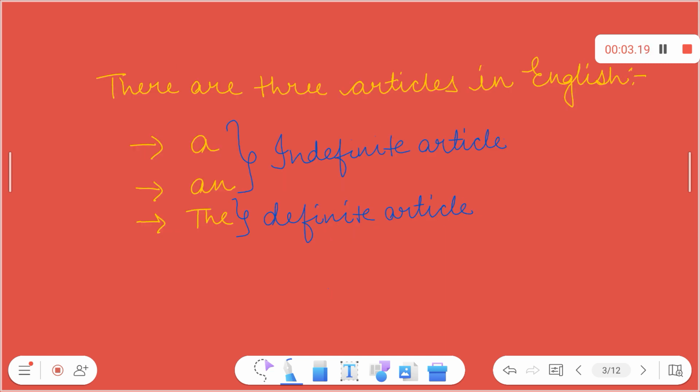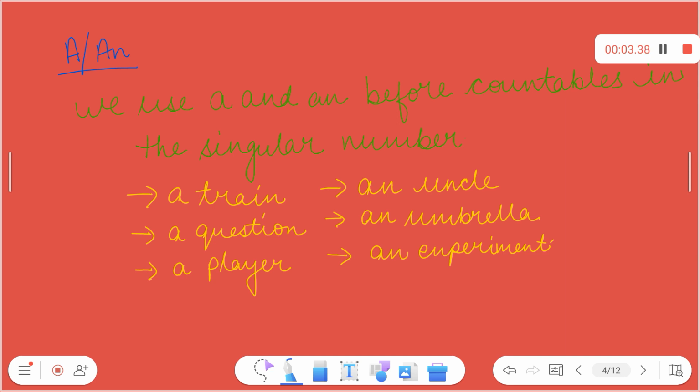So in articles, all of us know very well that there are three articles in English. The first one is a, then comes an, and then comes the. A and an are called indefinite articles, and the is called the definite article. Alright. Now comes the uses of a and an. We use a and an before countables in the singular number. When I say a train, a question, a player, an uncle, an umbrella, and an experiment, we use a and an over here.